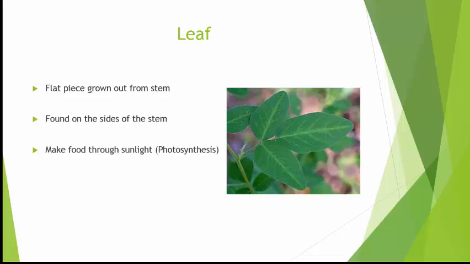The function of a leaf is to produce food. So they are able to undergo something called photosynthesis to make food from sunlight. They can also store food, and they can exchange oxygen for CO2.